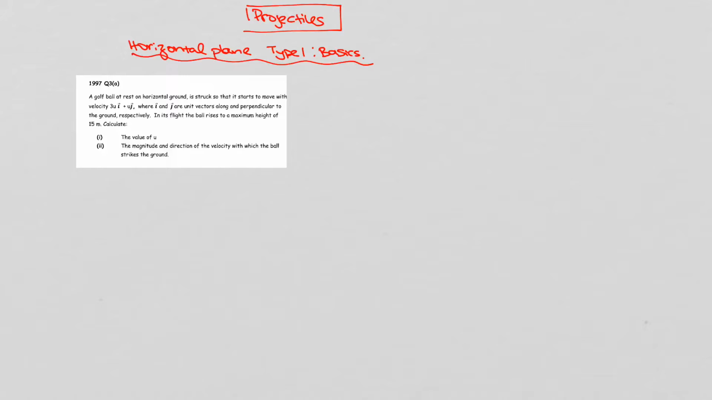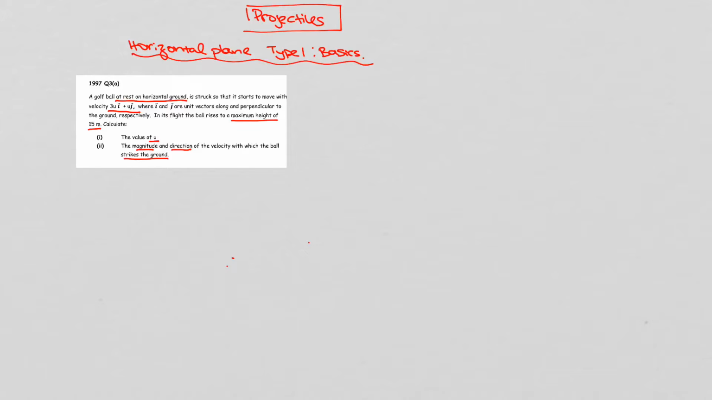So this is the question from 1997, where we have a golf ball at rest on a horizontal ground, and it's struck so that it starts to move with a velocity of 3u in the i direction and u in the j direction. We're told that in its flight, the ball rises to a maximum height of 15 metres, and we have to calculate what is the initial velocity u, and we also have to calculate the magnitude and the direction of the velocity with which the ball strikes the ground.